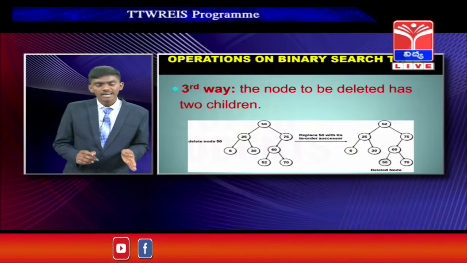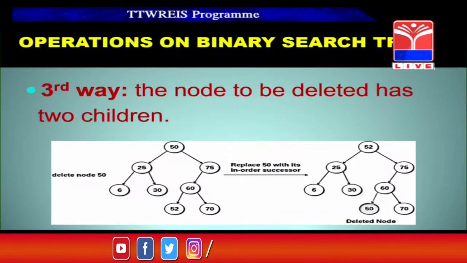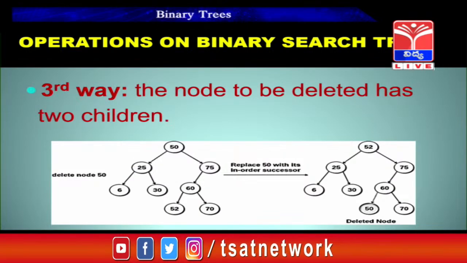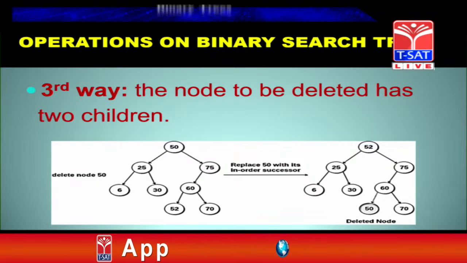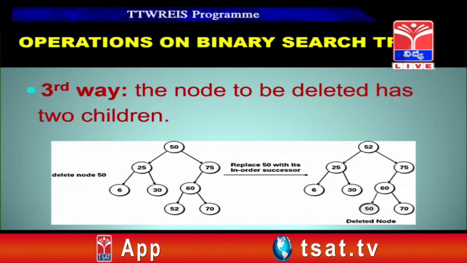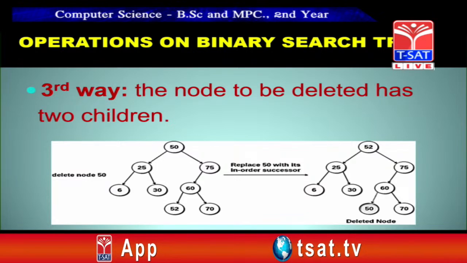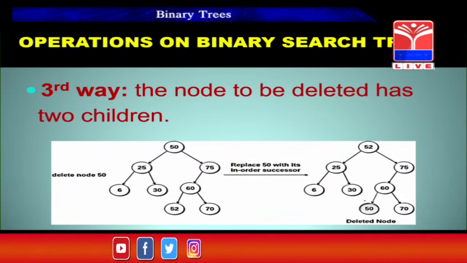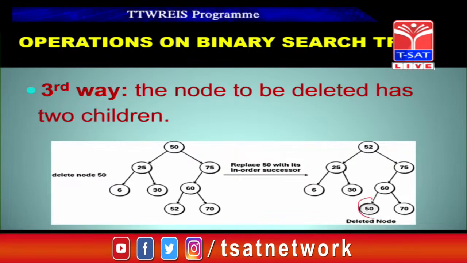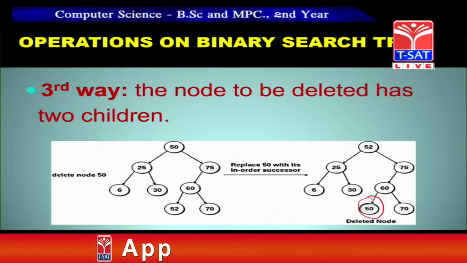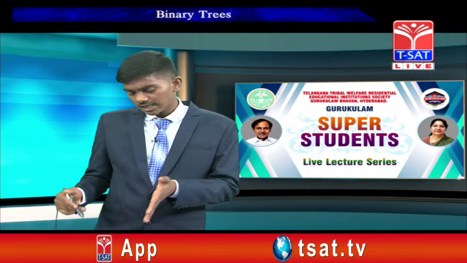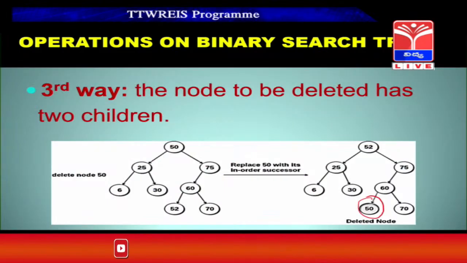So here see one example which we have on the screen. In this example, I want to delete a node 50. While deleting node 50, I replace that node with its in-order successor. In-order successor means the smallest value of its right subtree. So see here, 52 is the smallest value which we have in its right subtree. So we must replace the data element 50 with its in-order successor. This is the third deletion method.